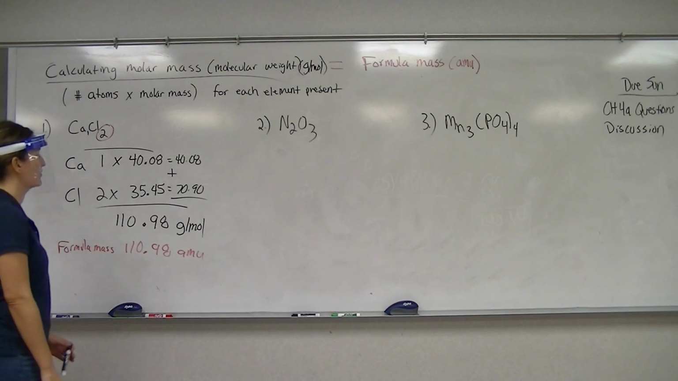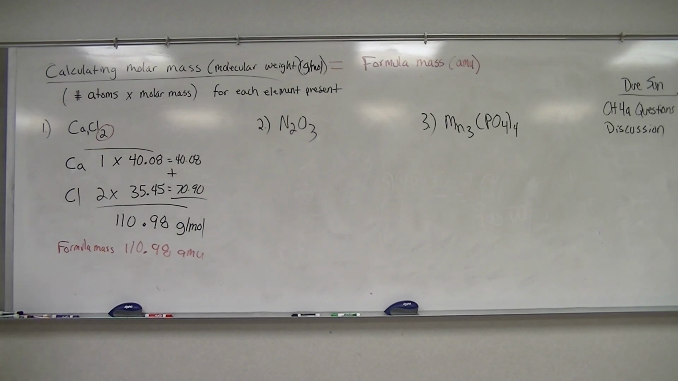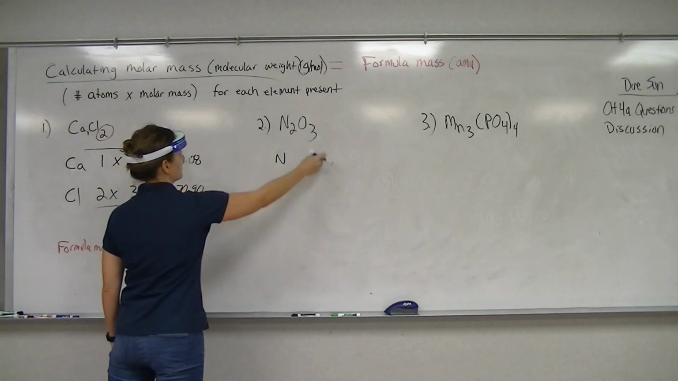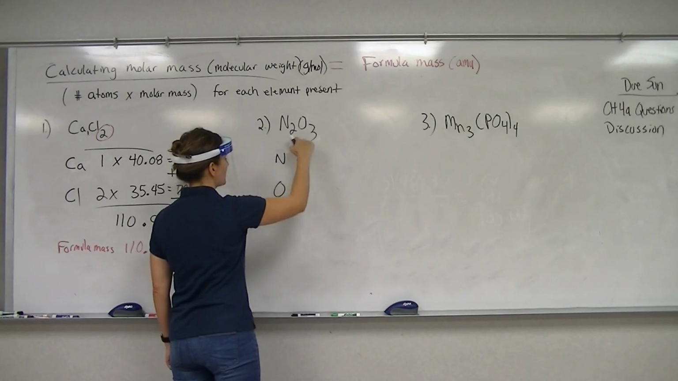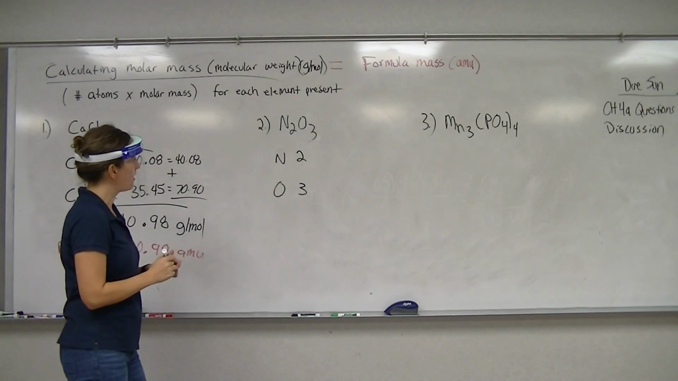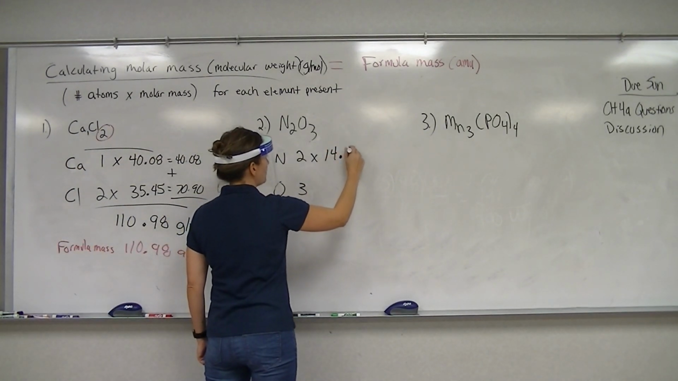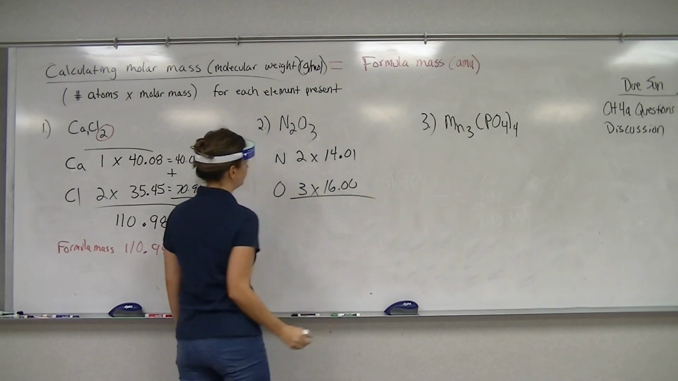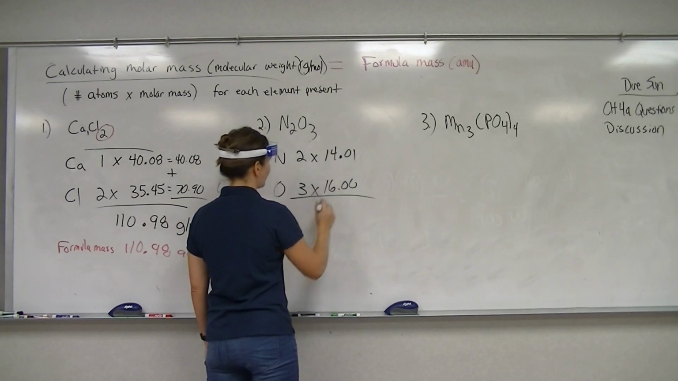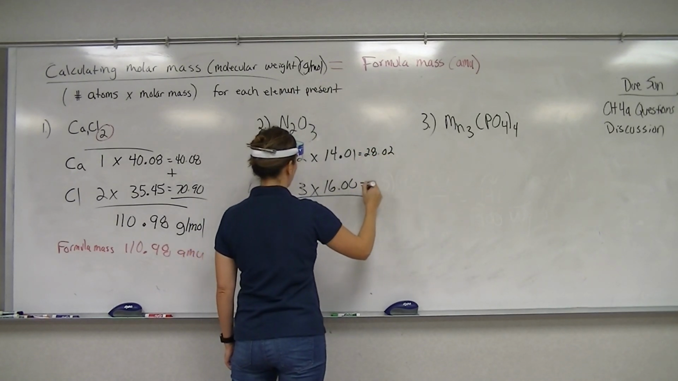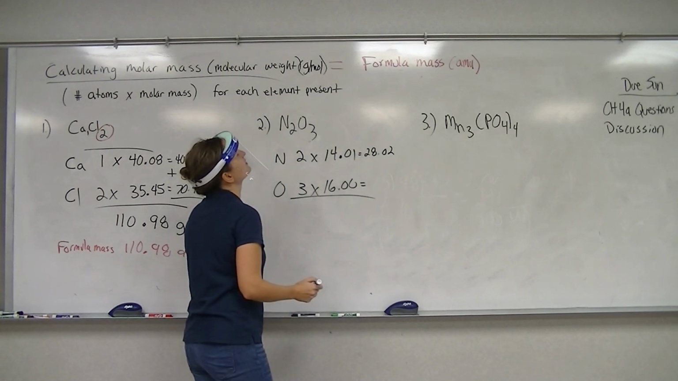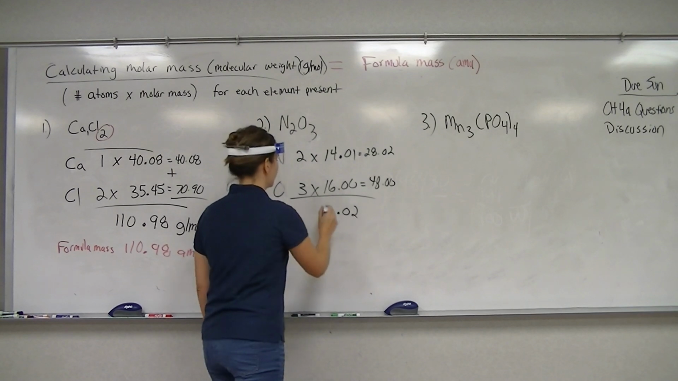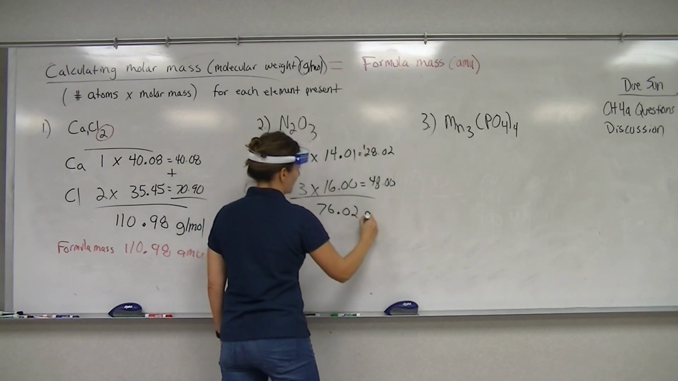So now we have N2O3, so dinitrogen trioxide. Make a list. We got nitrogen, we got oxygen. Then atoms of each, molar mass of each. So we have 2 atoms of nitrogen from the subscript and 3 atoms of oxygen from the subscript. Nitrogen's 14.01, and then oxygen is 16.00. So yeah. 28.02, and I should know how to do that, but I don't. 48, thank you. Grams per mole.